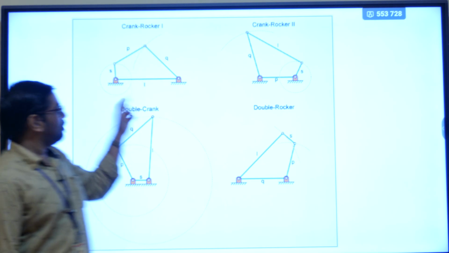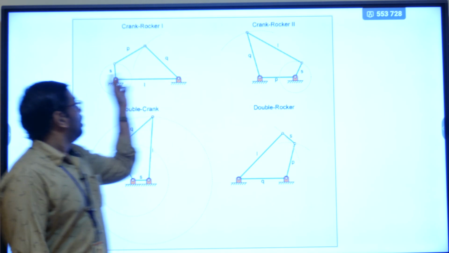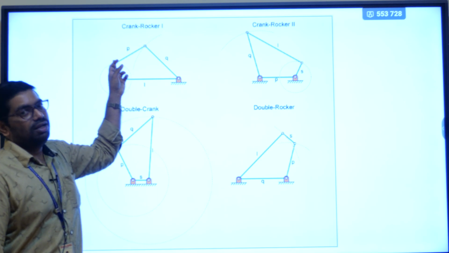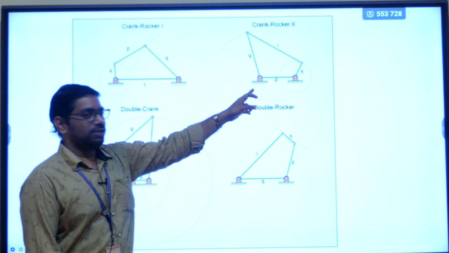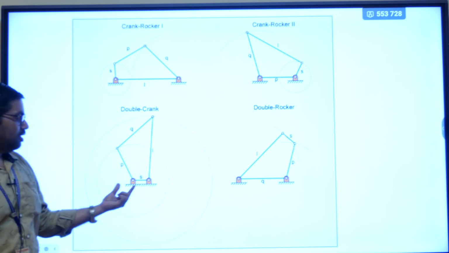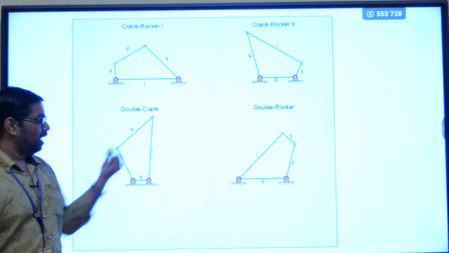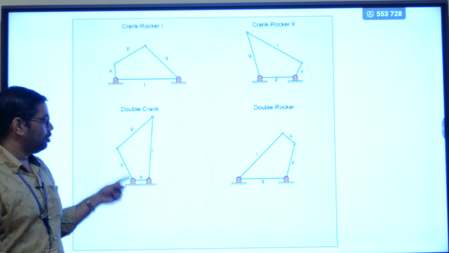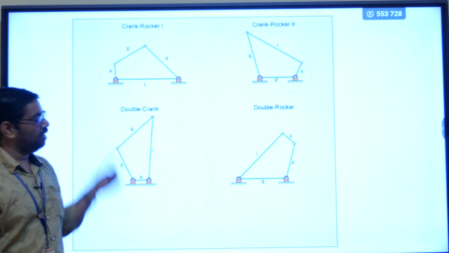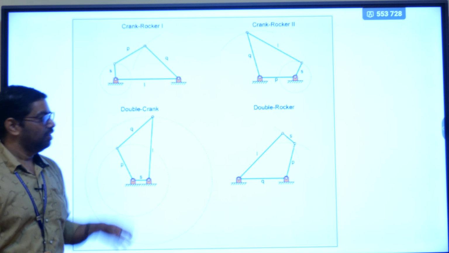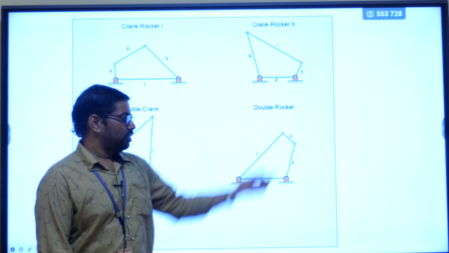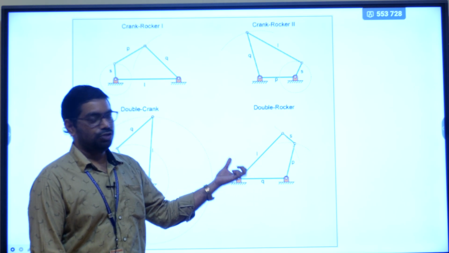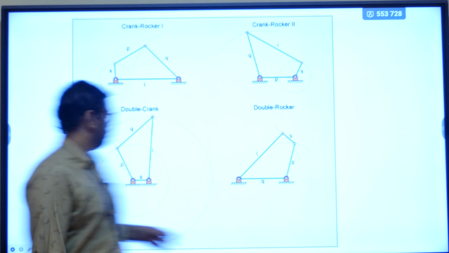Next, the same type: if you consider the link which is opposite to the link beside the shortest link, that mechanism also represents the same motion. And if you consider the shortest link as the fixed link, then we have two types of motion which represent the double crank mechanism. That means both P and the longest link will completely rotate. And if you fix the link which is opposite to the shortest link, we get the oscillating motion. That represents the double rocker mechanism.